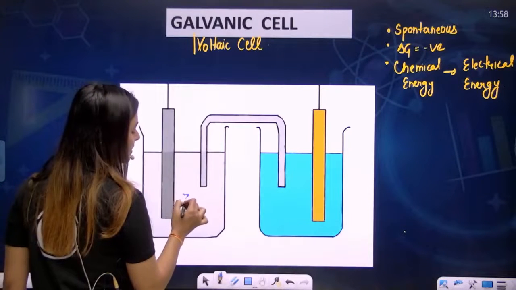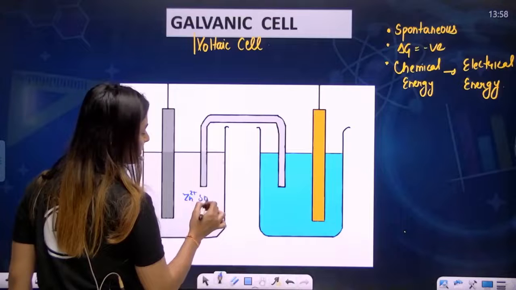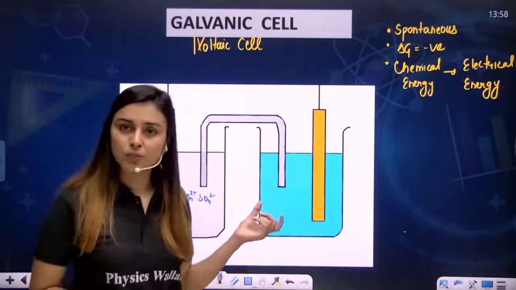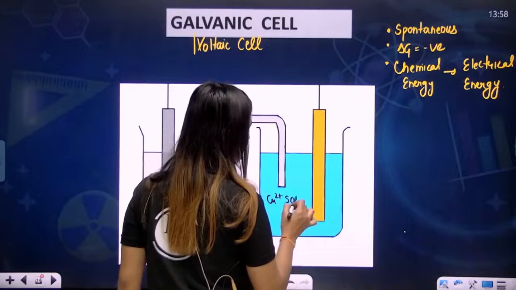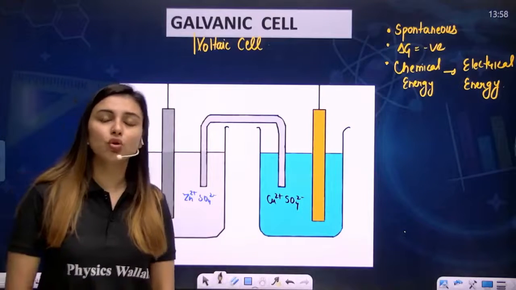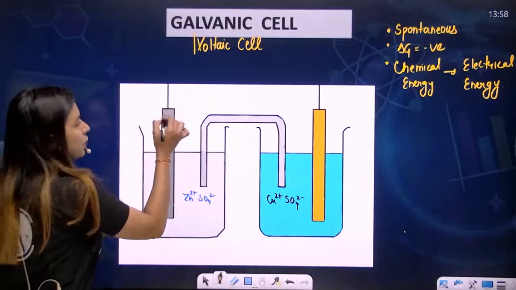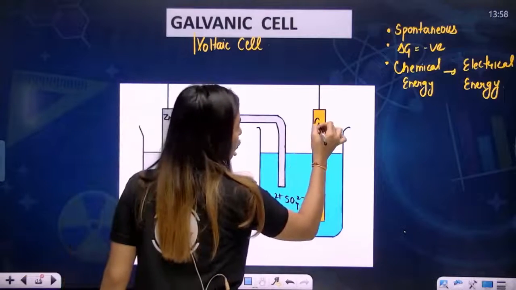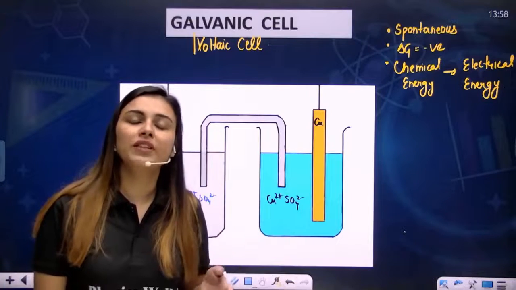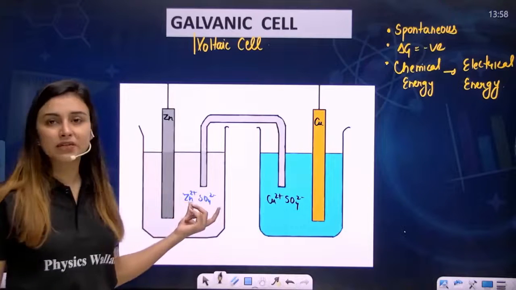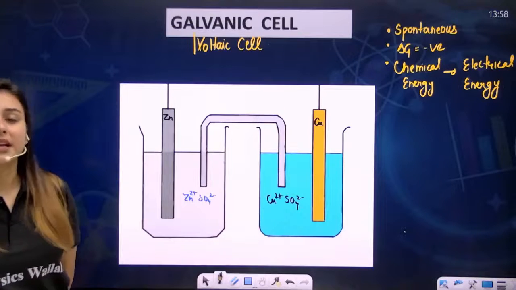Imagine this is a zinc sulfate solution, Zn2+ and SO4 2-. So this is your zinc sulfate solution present here, and here let's imagine a copper sulfate solution is present. Copper sulfate is Cu2+ and SO4 2-. I gave you an example where two different solutions are given. So this electrode is of zinc and this electrode is of copper. In your galvanic cell, whichever aqueous solution is there, the electrode is also of that particular metal. Since this is an aqueous solution of zinc sulfate, your electrode is of zinc. Since here the solution is copper sulfate, your electrode is copper.